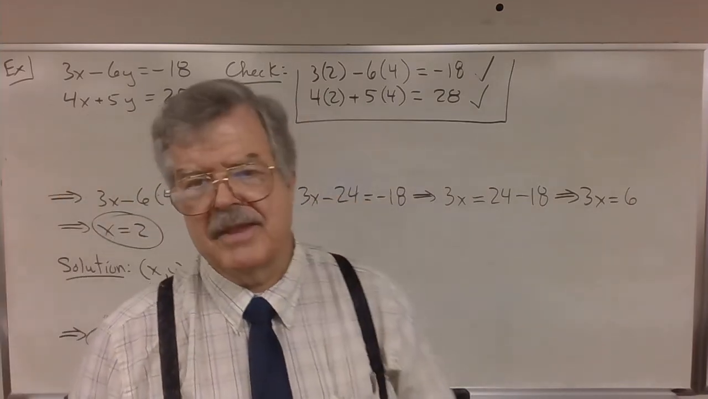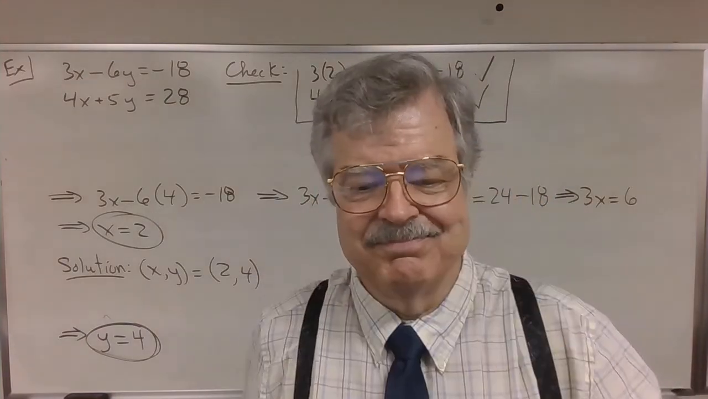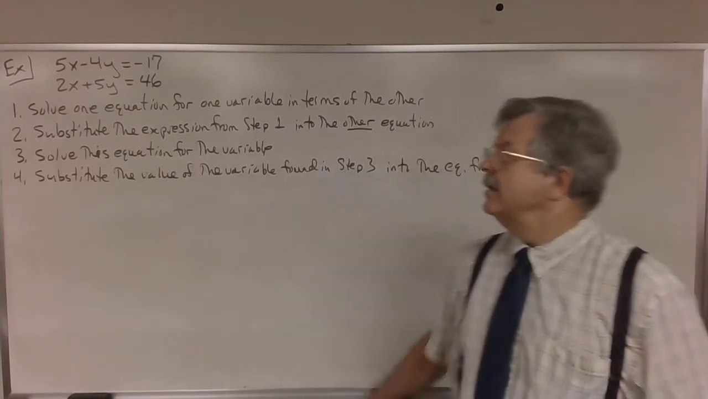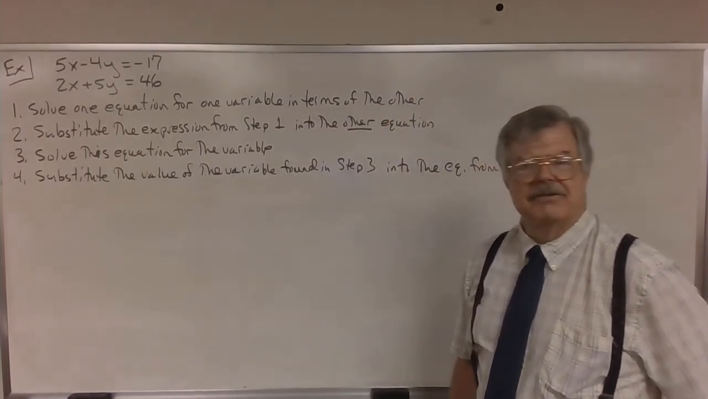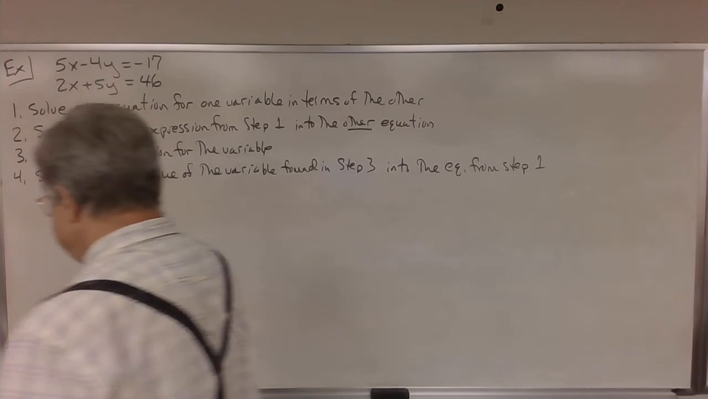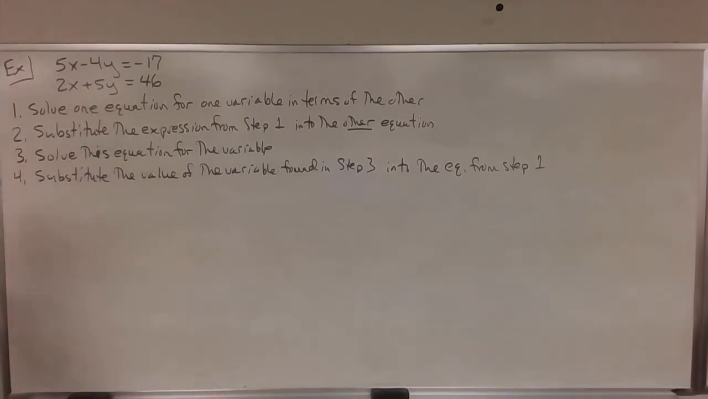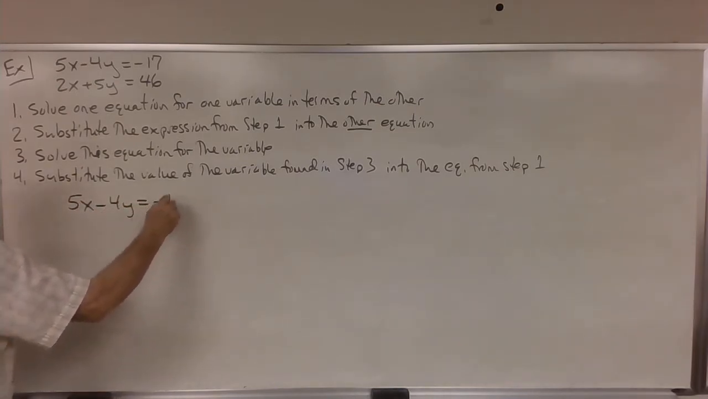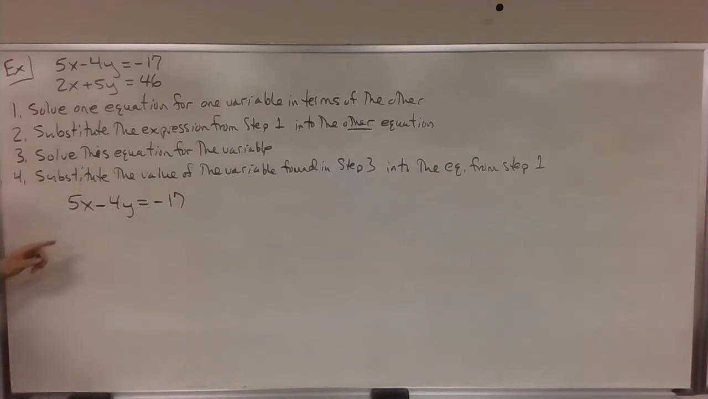You know what I think? I think we better do another one of these. Okay, let's try this pair of equations and let's see what happens. Solve one equation for one variable in terms of the other. What the heck? Let's pick the first equation. So we have 5x minus 4y is negative 17. And what the heck? Let's solve for y this time, just because.